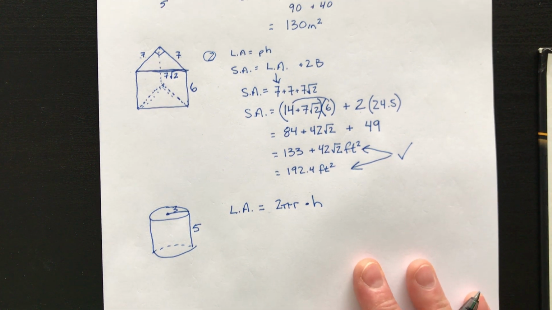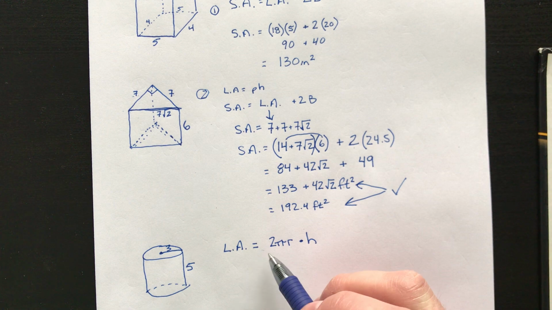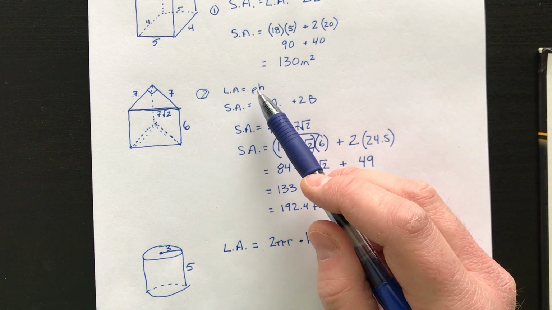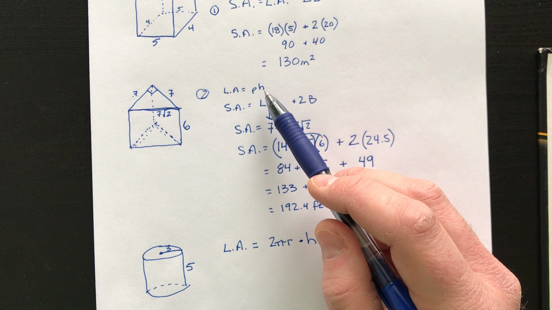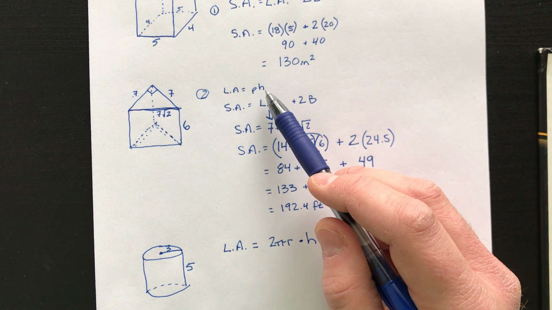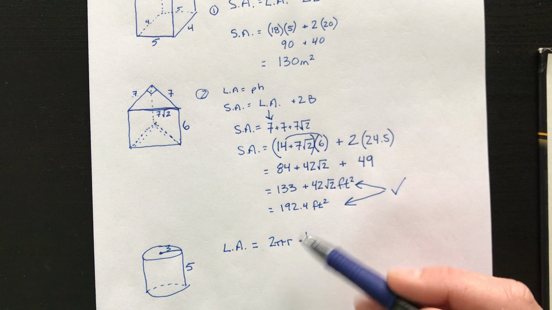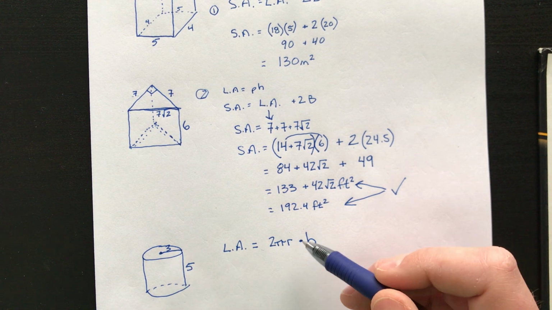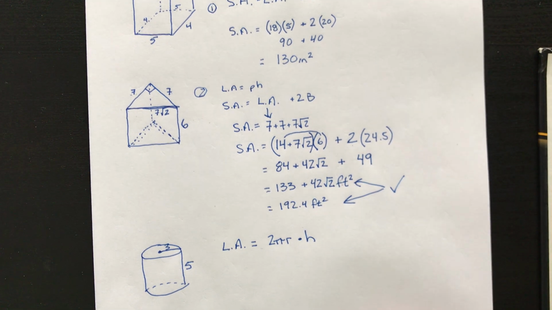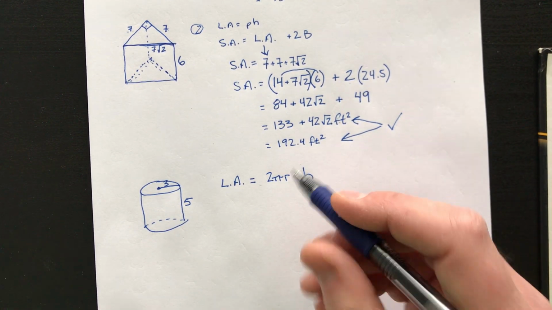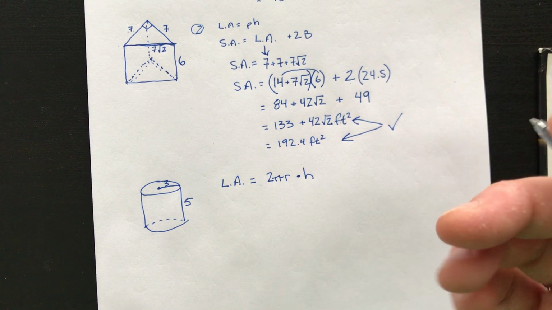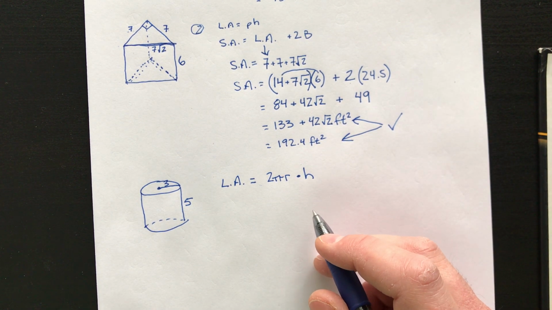Now, if we take a look, lateral area of a cylinder is 2 pi r times the height. Lateral area of a prism is perimeter times the height. Isn't 2 pi r just the perimeter of a circle? It's circumference. So these are the same exact things, except the nice thing about circles is that all circles are similar. So you're using the same formula to find area, all right?